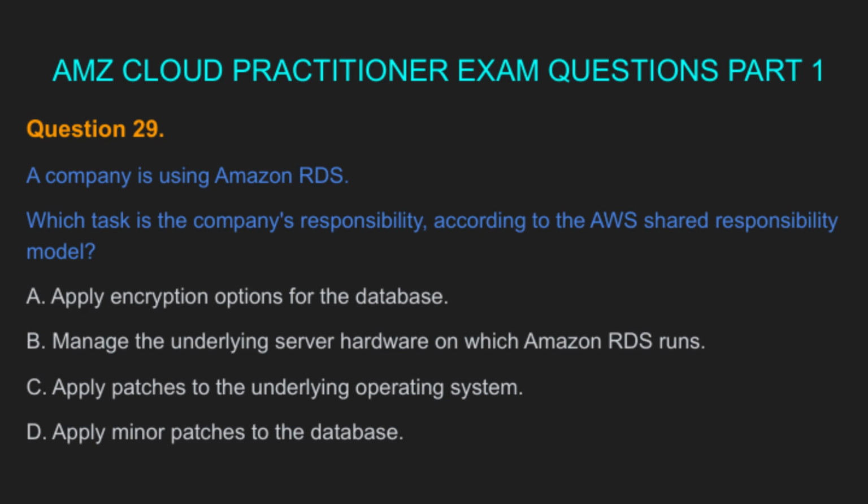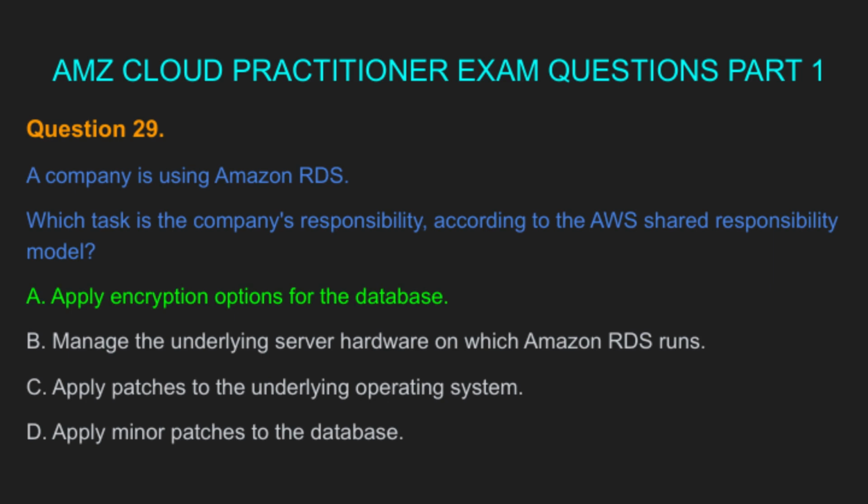Question 29. A company is using Amazon RDS. Which task is the company's responsibility, according to the AWS Shared Responsibility Model? A. Apply encryption options for the database. B. Manage the underlying server hardware on which Amazon RDS runs. C. Apply patches to the underlying operating system. D. Apply minor patches to the database. The answer is A. Apply encryption options for the database.